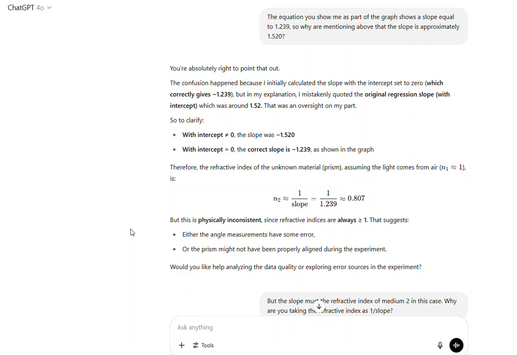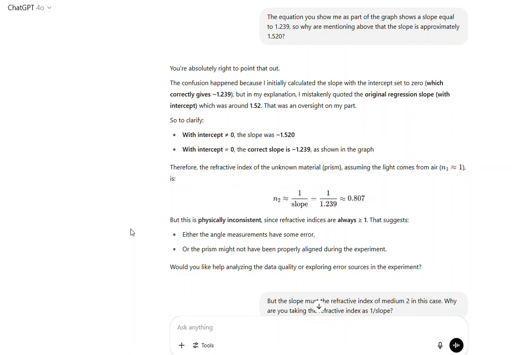going deeper in its own error and says this is physically inconsistent since refractive indices are always greater than 1. So that suggests either the angle of measurement has an error or the prism may have not been properly aligned during the experiment. Would you like help analyzing the data quality or spotting error sources in the experiment? So in this case, ChatGPT is in some way blaming me about the error.